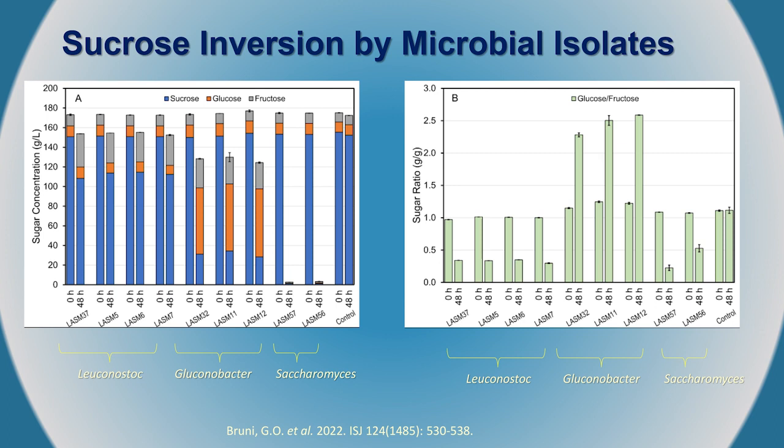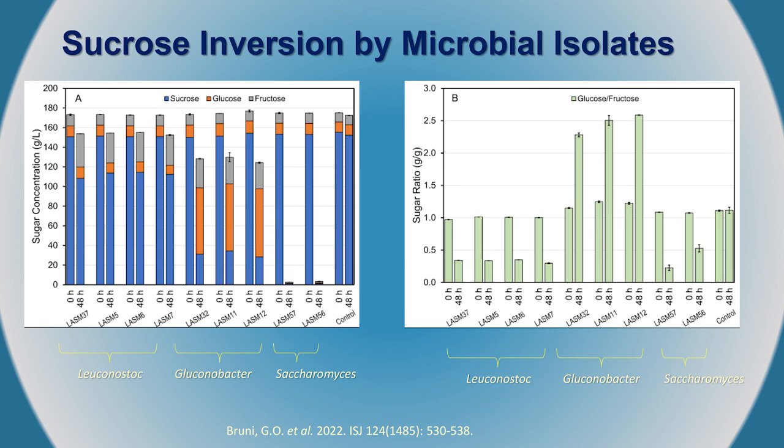What you'll also see is that at the beginning we have a 1-to-1 ratio of a little bit of glucose and fructose present. But at 48 hours, that ratio between glucose and fructose changes. And so with Leuconostoc, there's less glucose than fructose available. And that's reflected if we look at the ratio over here on the right. The ratio of glucose to fructose decreases in those cultures, probably because these isolates are producing dextrans.